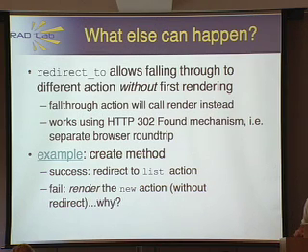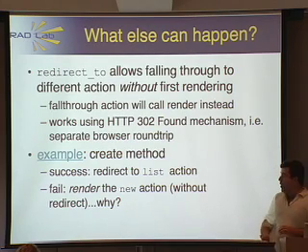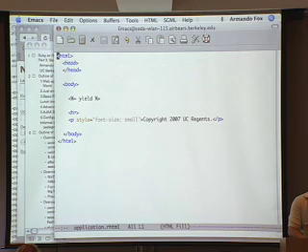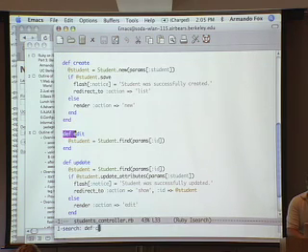We've seen the specific form elements. What else can happen in the controller? Redirect to is an idiom that you see used an awful lot. Redirect to basically is used to allow you to fall through to a different action without first rendering the action that you're in. So when would you want to do something like this? One example that we've seen is the create method. Let us go back to the create method code and see what's going on there.